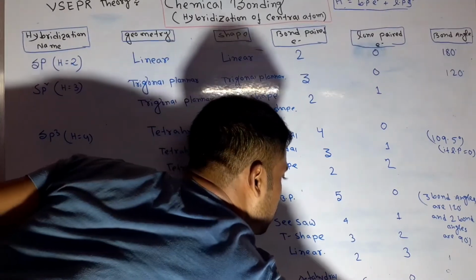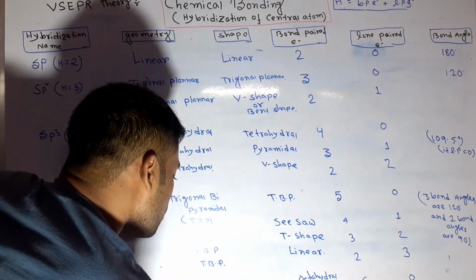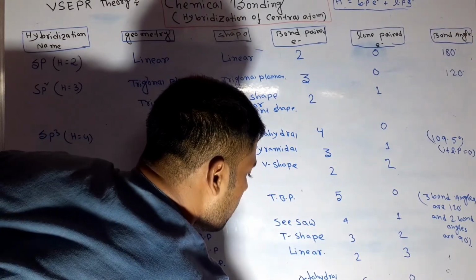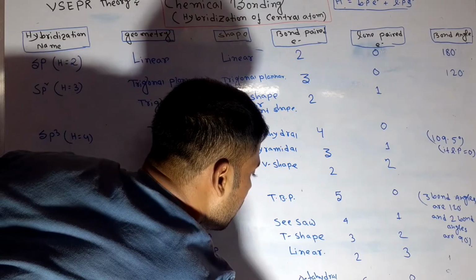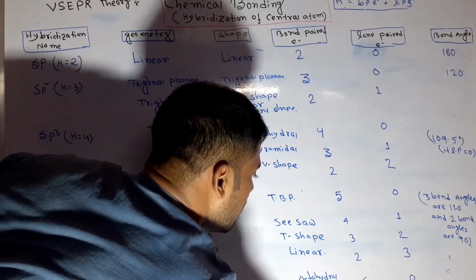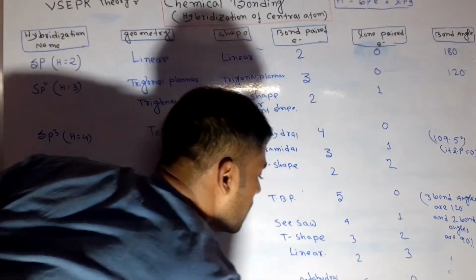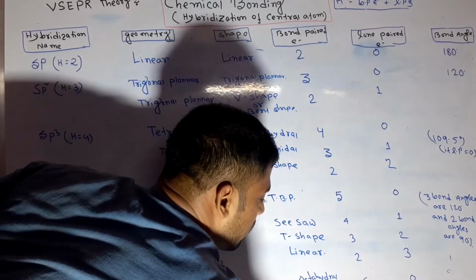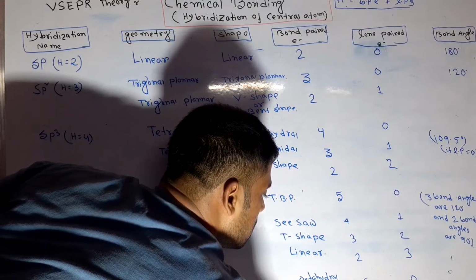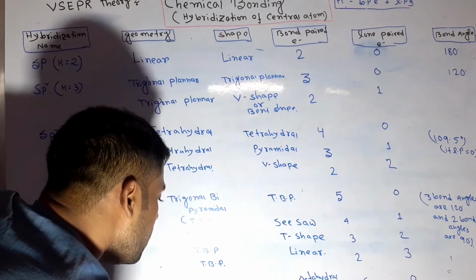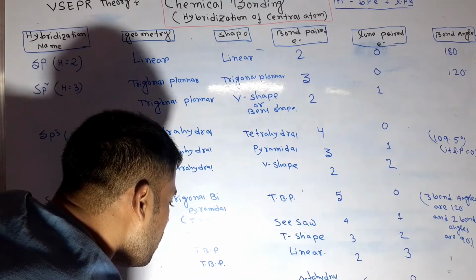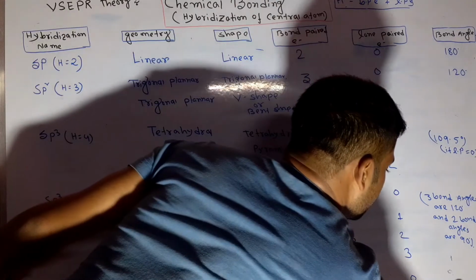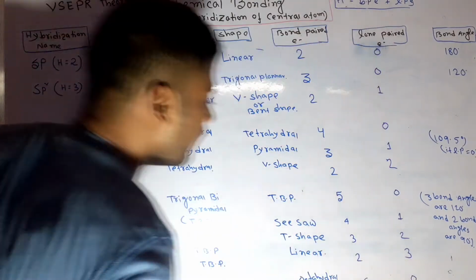For 5-1, if bond pair 5 and lone pair 1, the geometry does not change, but the shape is square pyramidal. If 4-2 combination, then the shape changes, square planar. The shape depends on lone pair electrons, but the geometry does not change. Geometry totally depends on bond pair, octahedral. In each case the bond angles are 90 degrees.